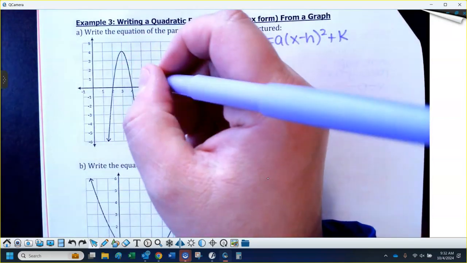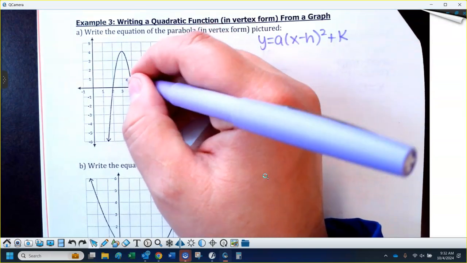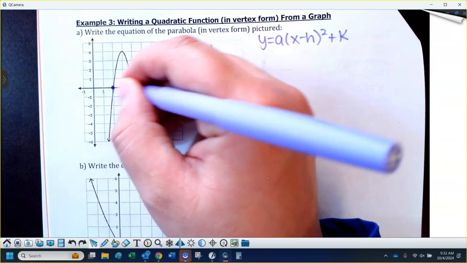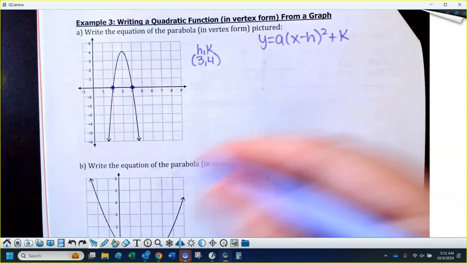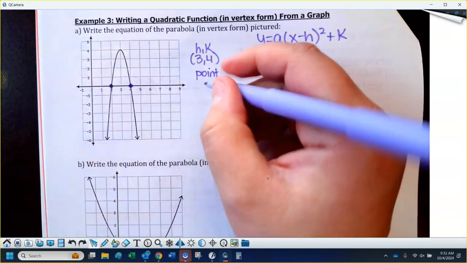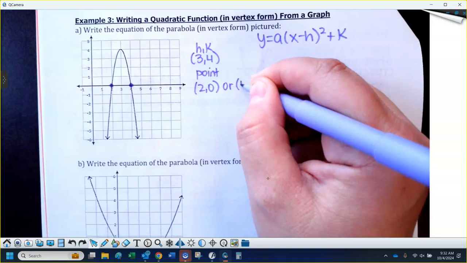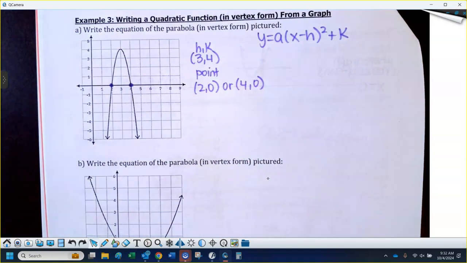Any point. Yeah, just look for something. And honestly, on this graph, there's really only 2 options that go right through a corner. But you need the vertex, and then you can grab the point from the graph. (2, 0) or (4, 0) on that particular diagram are the only 2 places that go right through a nice corner, and we can identify that point.